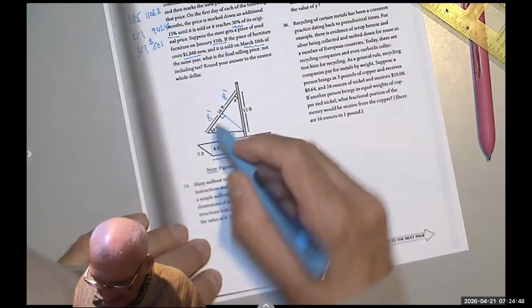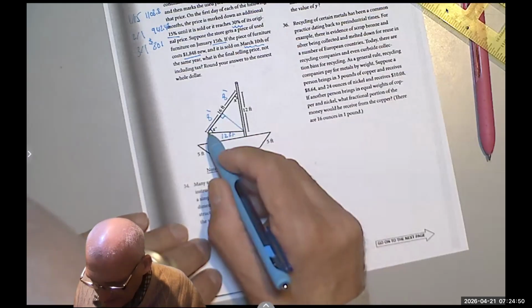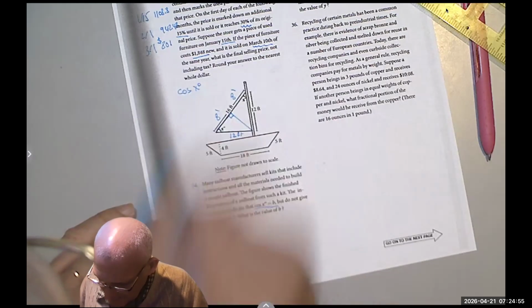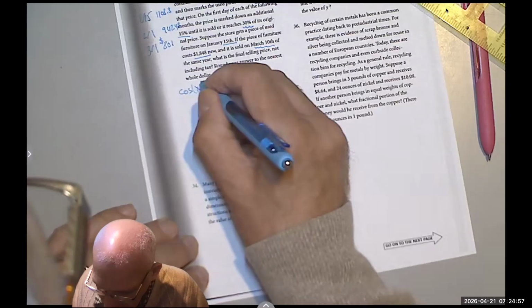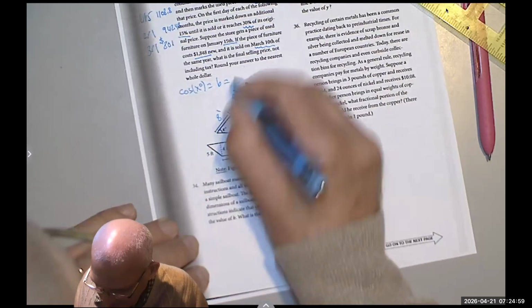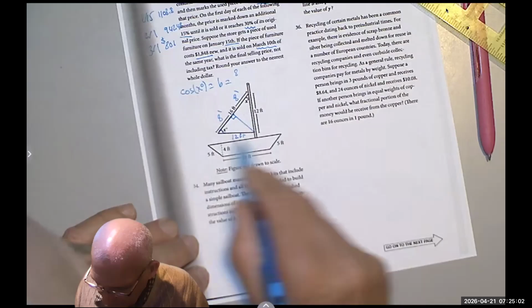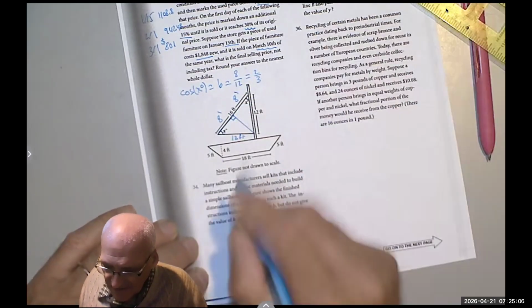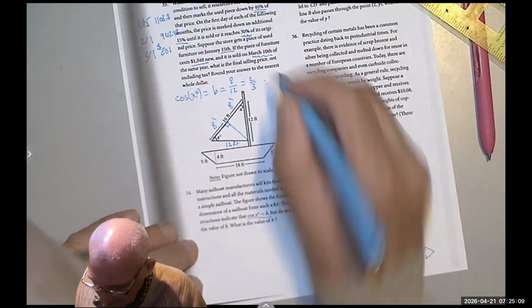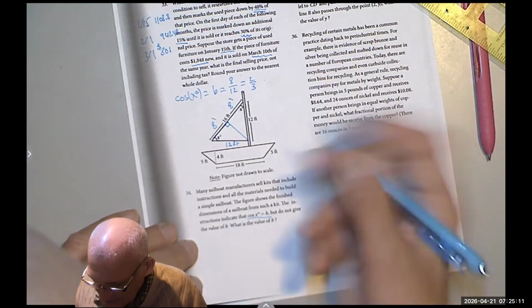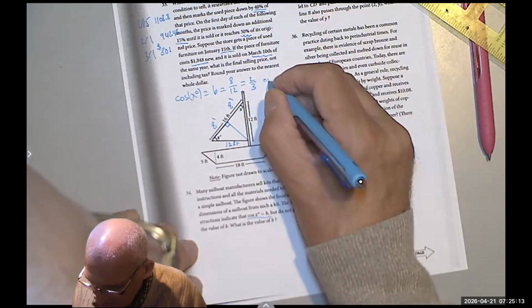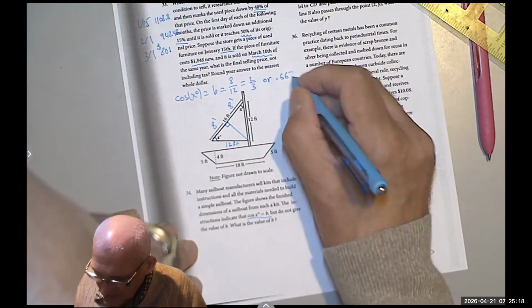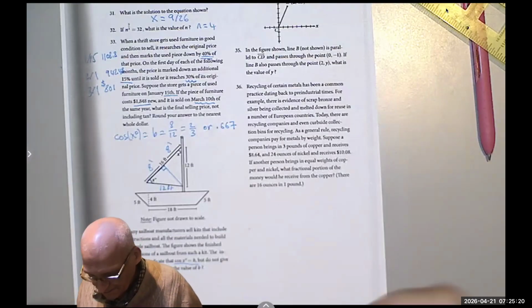Cos X is adjacent over hypotenuse. So cos X degrees, which equals B, equals adjacent over hypotenuse, equals 2/3, or 0.667. Did they mention rounding? No, they don't. So you can leave it like that, or say 0.66. And usually we use 3 decimal places, so we can say 0.667.